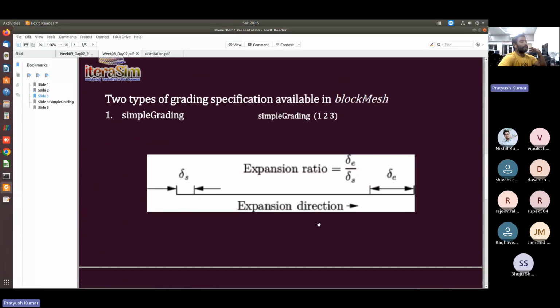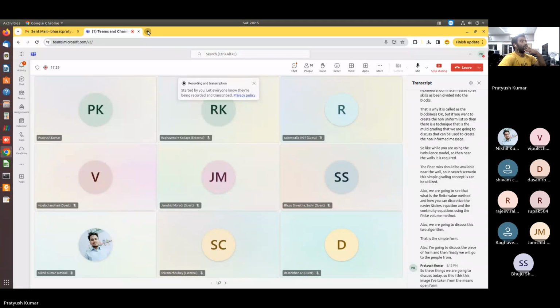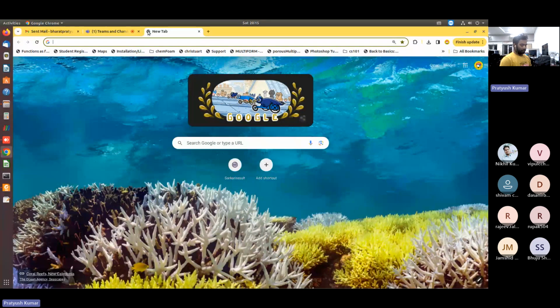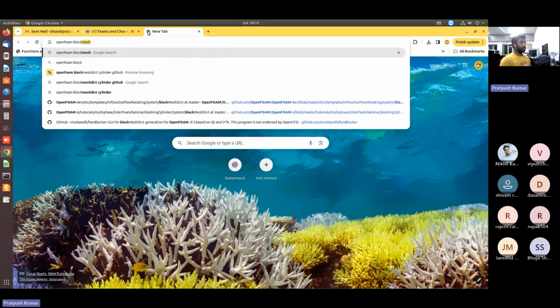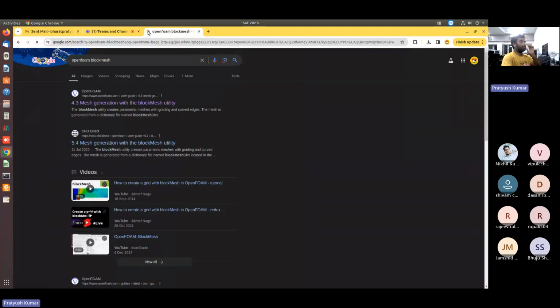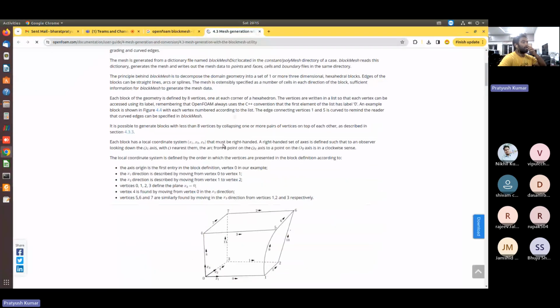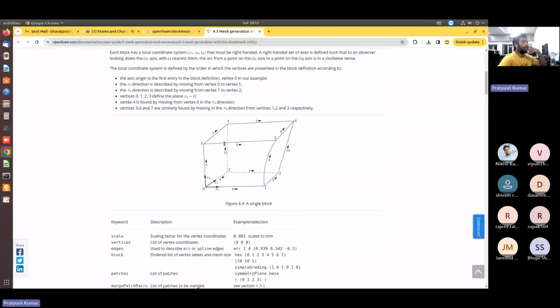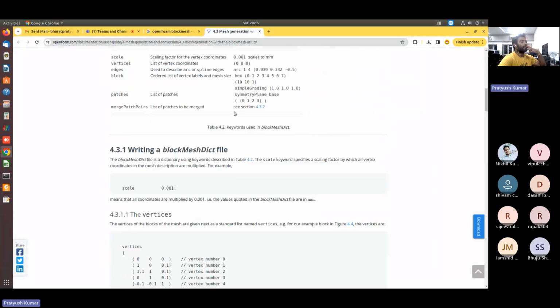So this image I have taken from the OpenFOAM user guide. You can just type on the terminal OpenFOAM blockMesh, and you can visit this site. A brief about every concept of blockMesh is given here.